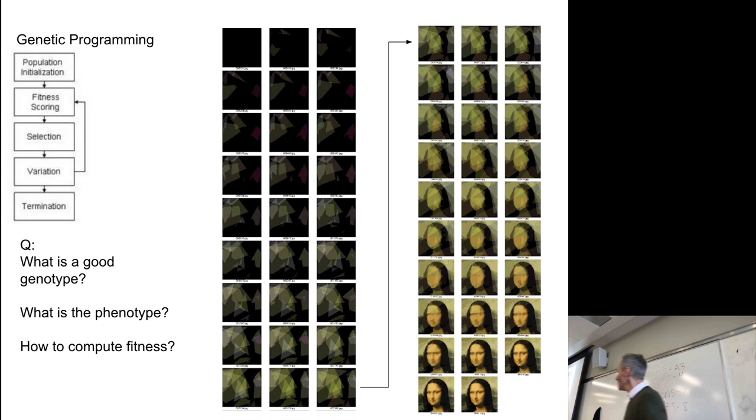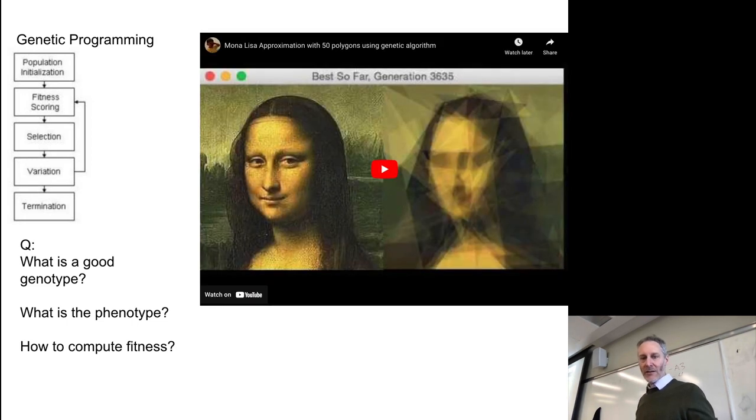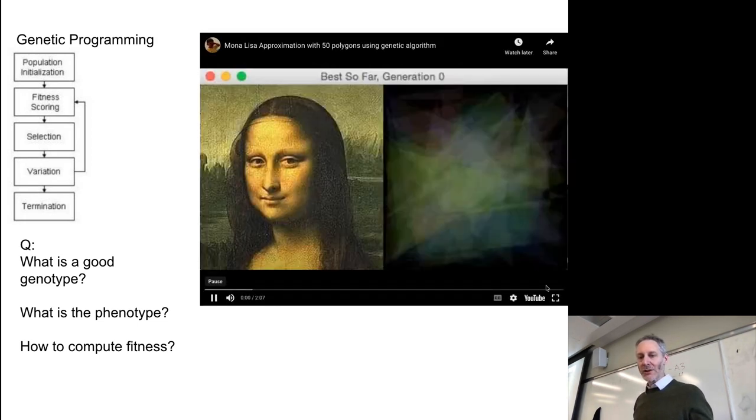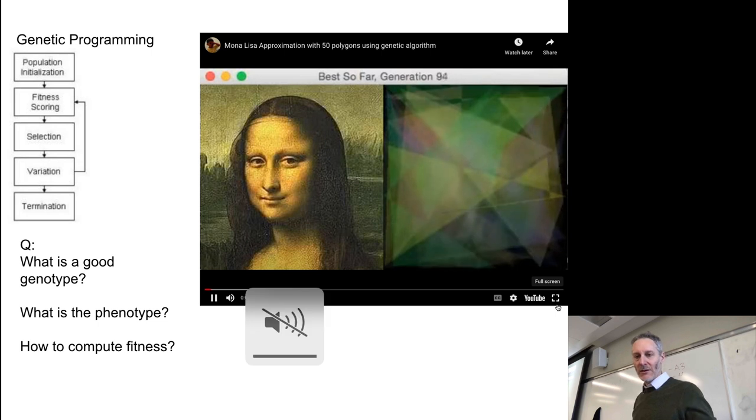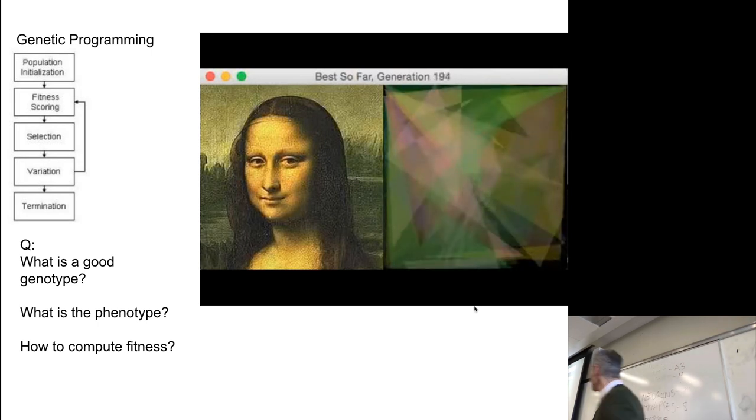There's some clues embedded in the way that genetic programming is going to evolve images here. Any ideas? Nate? Maybe it's subdividing triangles? Subdividing triangles, that's one idea. Let's have a video, let's watch it in action. Okay, I don't think we need the fancy music.